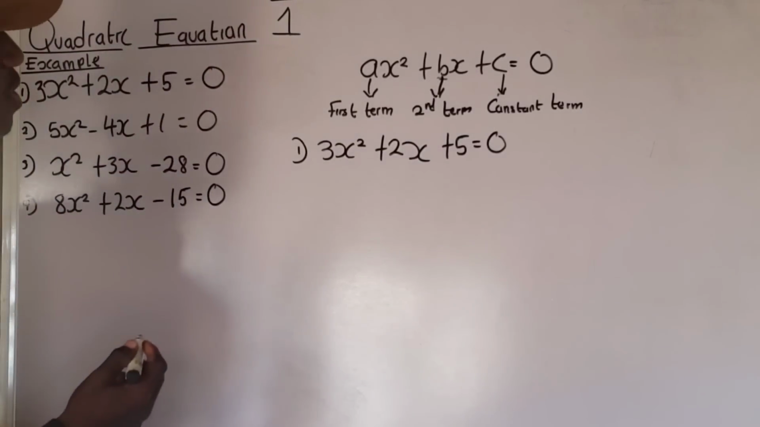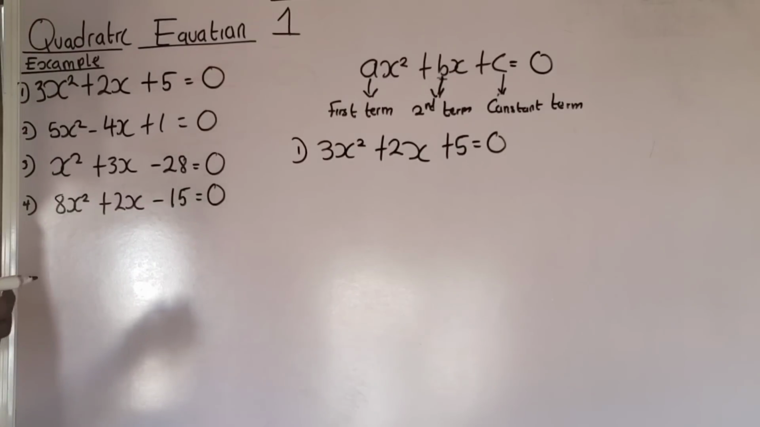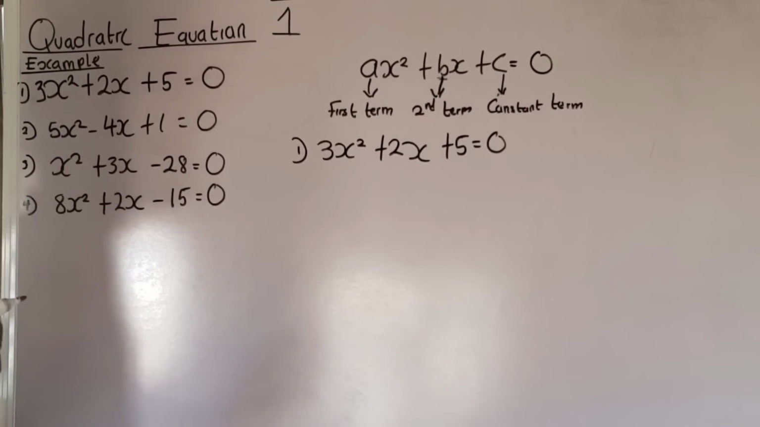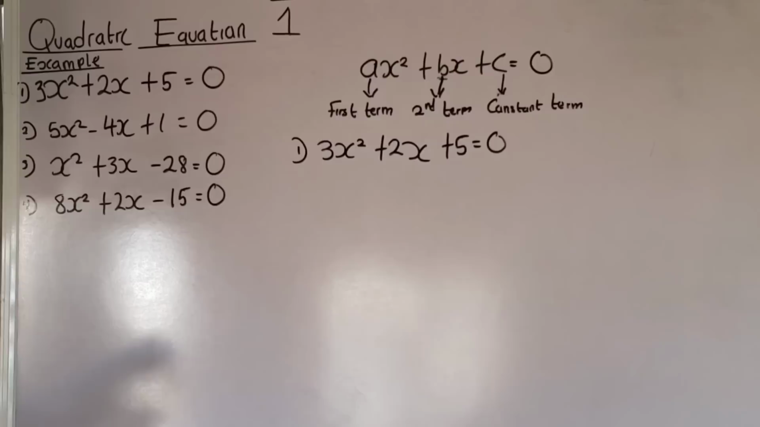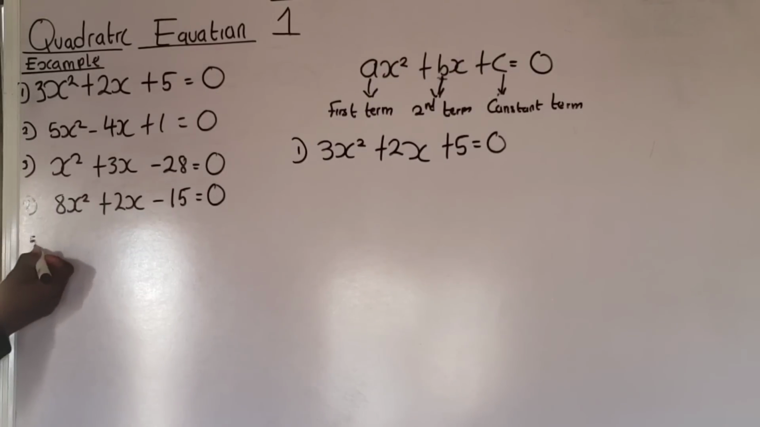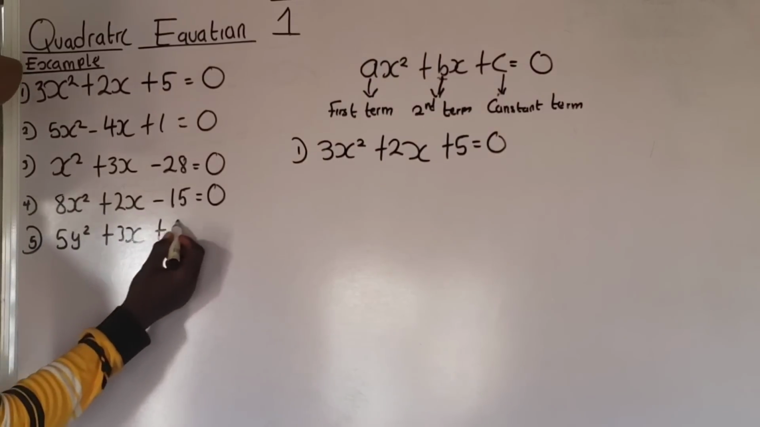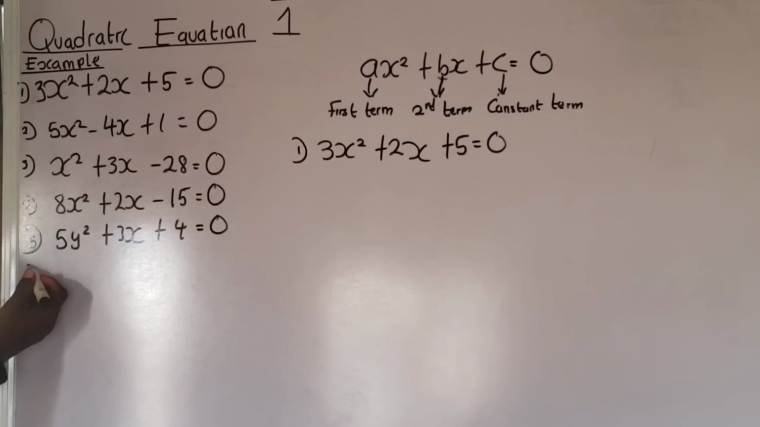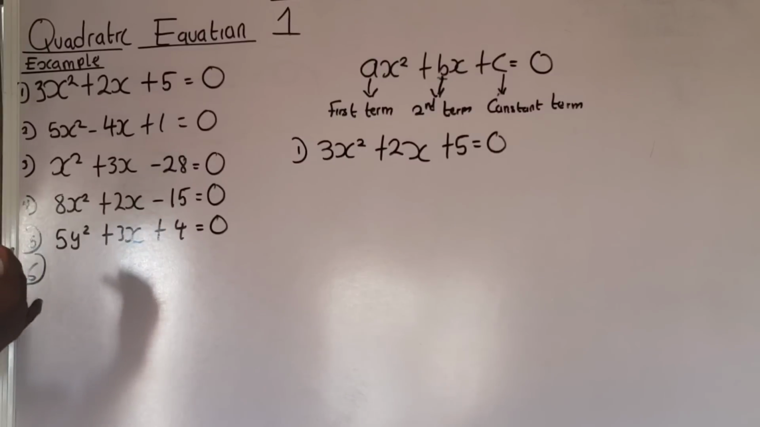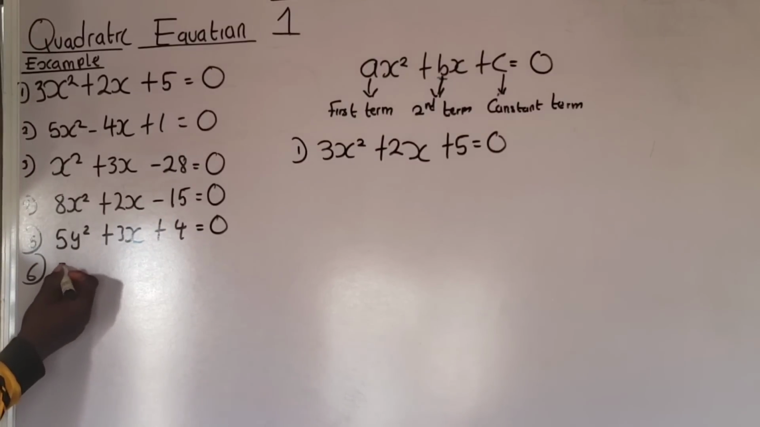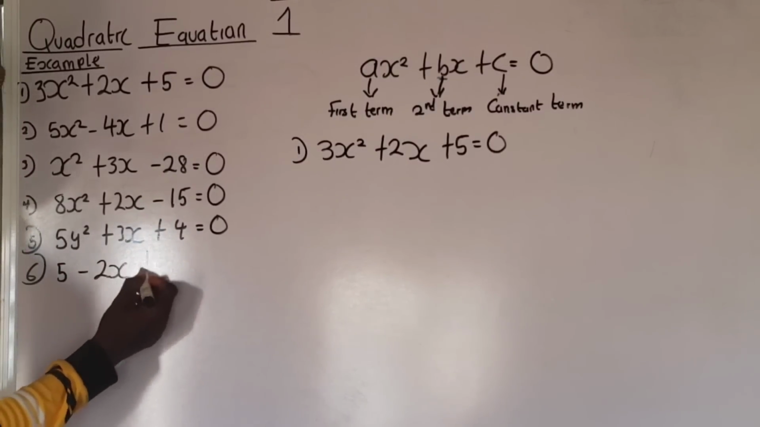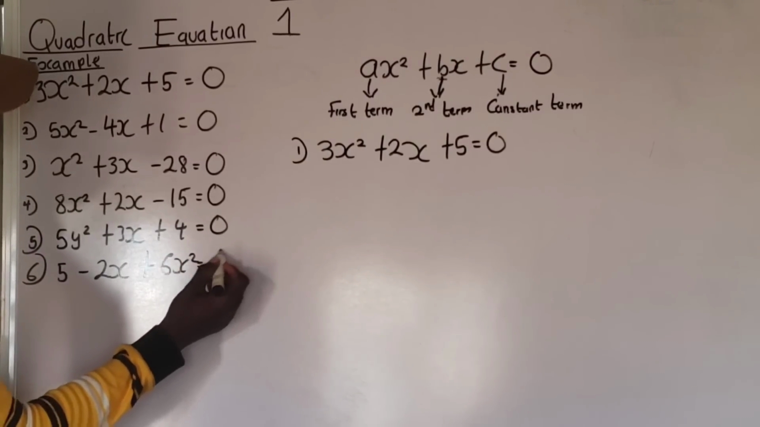Don't forget, I told you the coefficient of the unknown that has the highest power is the first term. It might not be x squared again; they might not put it as x squared. For example, let me add another question: 5y squared plus 3x plus 4 equals 0. And let me add another question, just to let you understand this concept very well: 5 minus 2x plus 6x squared equals 0.